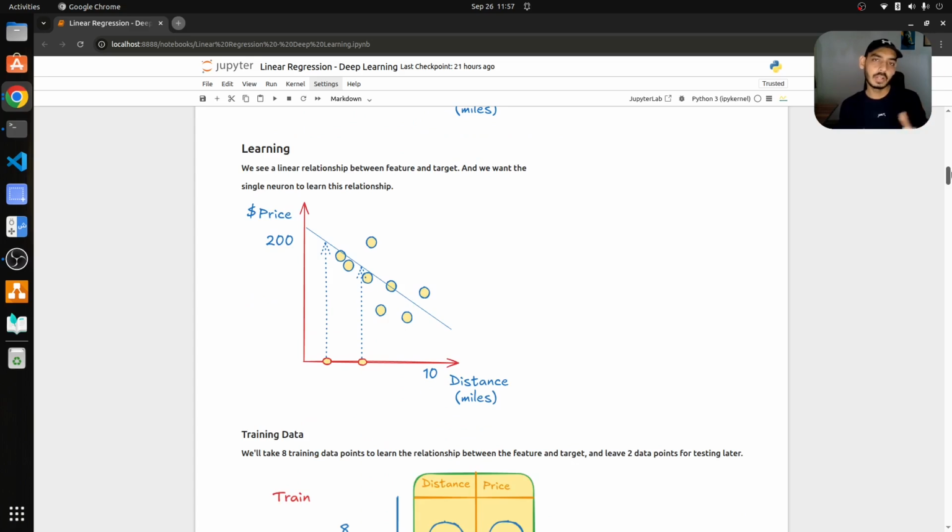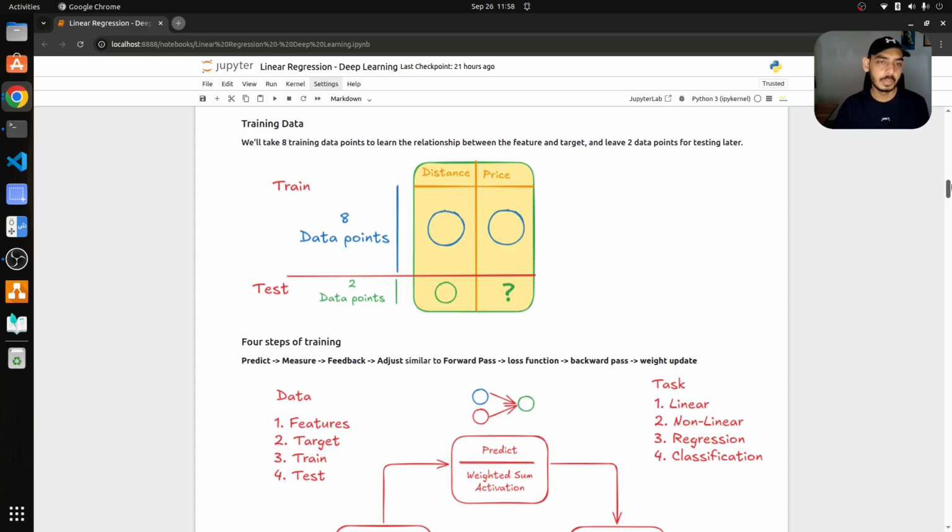Based on our understanding, just by looking at the data, we can see there is a linear relationship between these two variables, which is distance and price. And this linear relationship will be captured by the single neuron that we are building, or the neural network that we are building. When it comes to training data, we want to learn the relationship between distance and price with the help of 8 data points, and we'll be testing the relationship that has been learned on the 2 test data points.